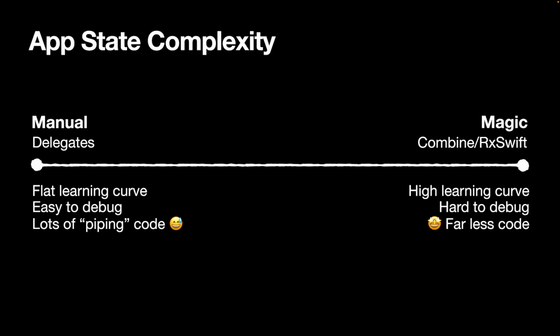On the other side, you've got the opposite, where state just exists in memory, and then everything subscribes to the state, and then the UI updates as a side effect. And this is using reactive frameworks like Combine and RxSwift. And so there's a really good appeal to that, because as you can see, it's far less code, and it means that you can basically catch all the edge cases, because you just subscribe wherever you want, and you don't have to keep making all this piping code.